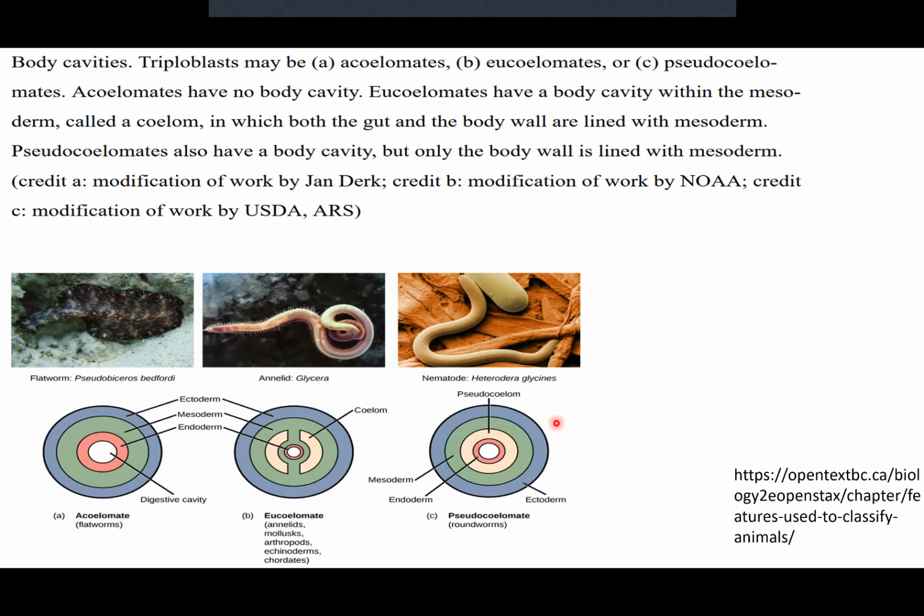And then on the right, we have a nematode, which has a pseudocoelom. Again, triploblastic, but only the body wall is lined with the mesoderm. So when we're talking about the differences between these three, we're really talking about: do they have a coelom present, and is it completely surrounded by the mesoderm?